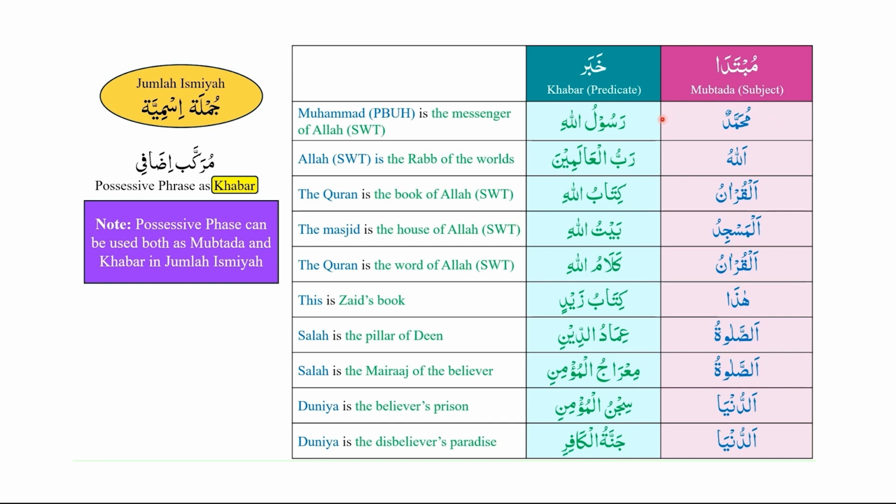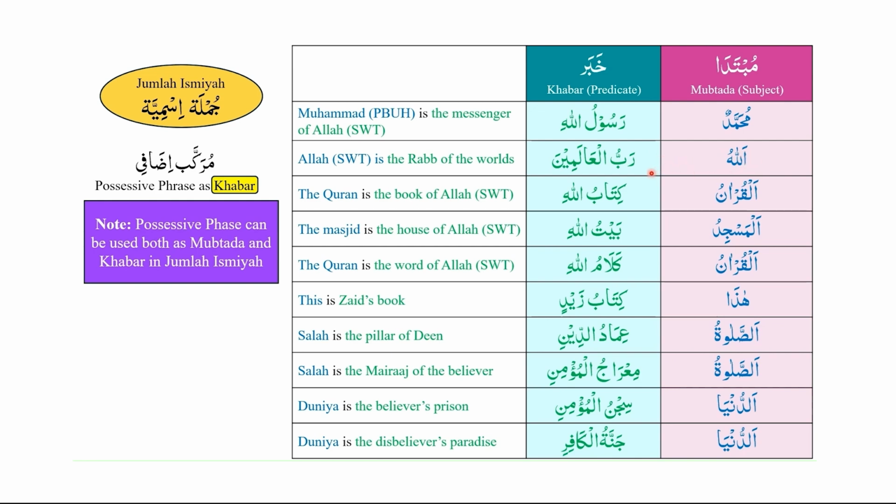Muhammadun Rasulullahi. Muhammad, peace be upon him, is the messenger of Allah subhanahu wa ta'ala. Muhammadun is mubtada, it is marfu, and it is definite. Rasulullahi is the murakkab izafi. Rasulullahi can be translated to messenger of Allah.